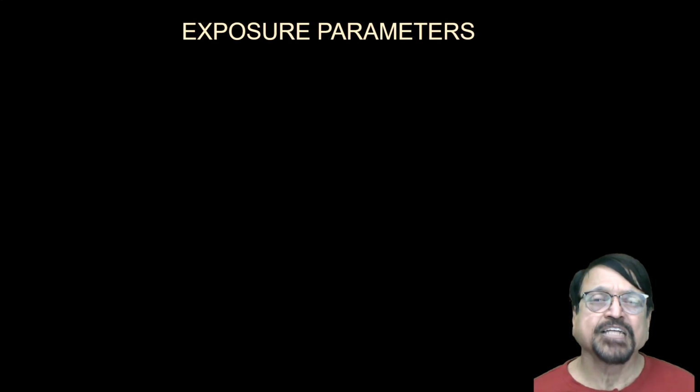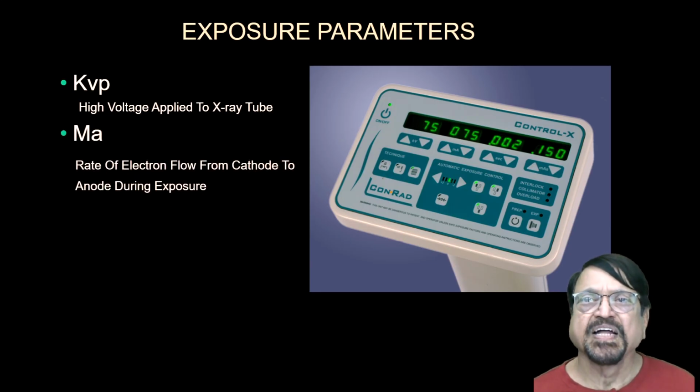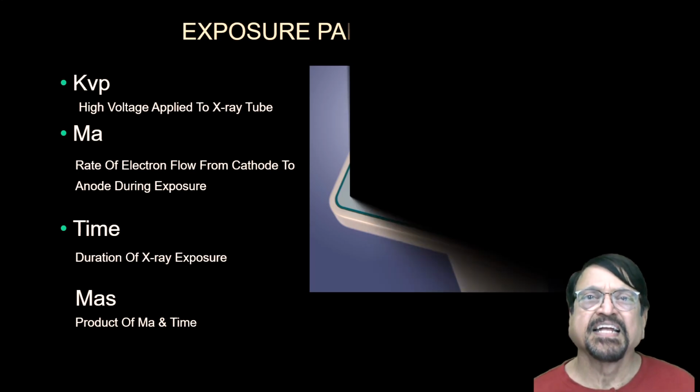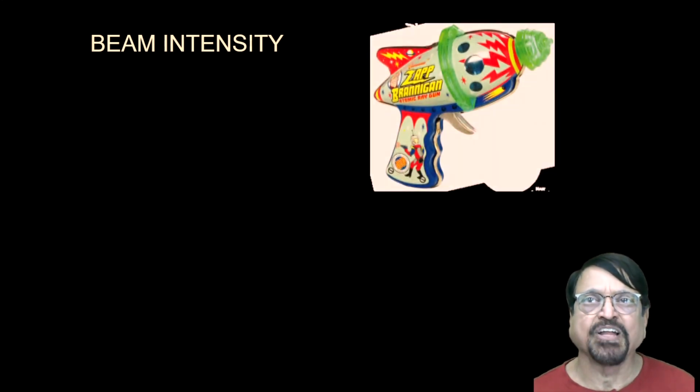Then there are exposure parameters. One is kV, the high voltage applied to the X-ray tube. Then mA is the rate of electron flow from the cathode to the anode during the exposure. Then there is exposure time, that is the duration for which X-rays are exposed, and mAs is the product of mA and seconds, which is mathematics. You calculate it. Some machines have inbuilt calculation and give you the values directly.